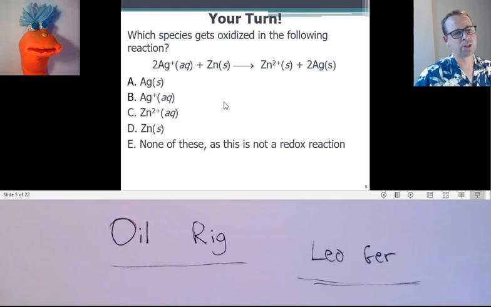Okay, very good. Here's another one. Try this one at home, and then we'll work on it together. Okay, did you try it? Okay, hope so. I know how to do it. Silver is being reduced, so which species gets oxidized? Zinc metal, so that's D. Very good. Zinc metal is being oxidized.